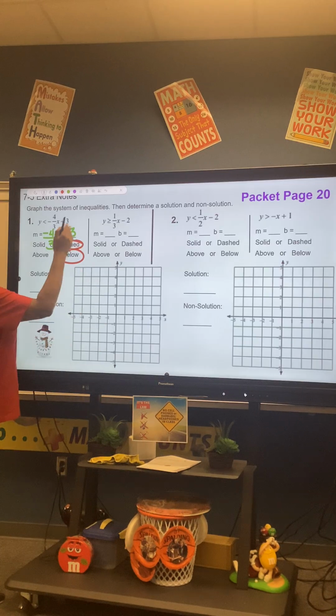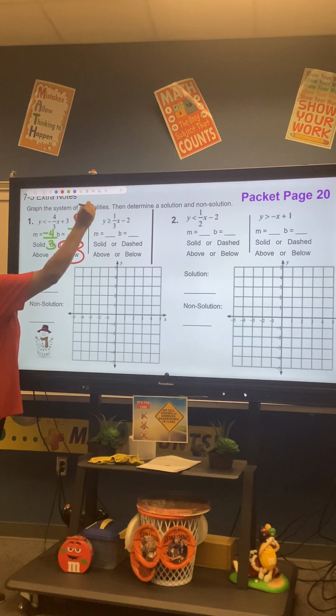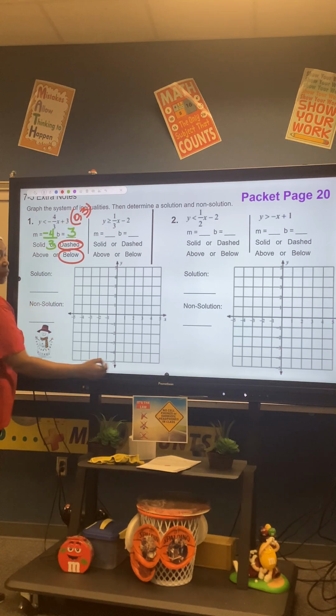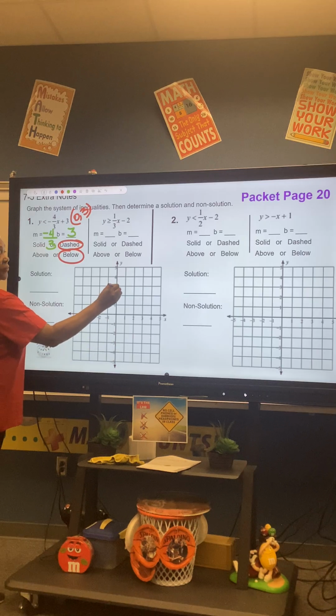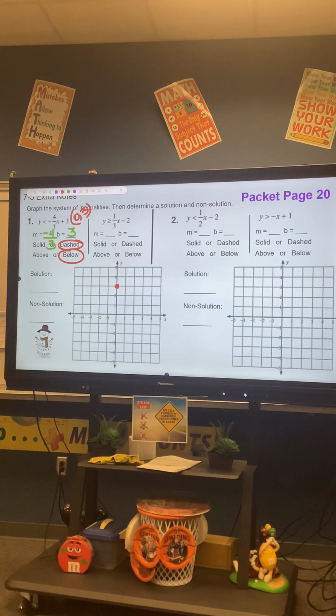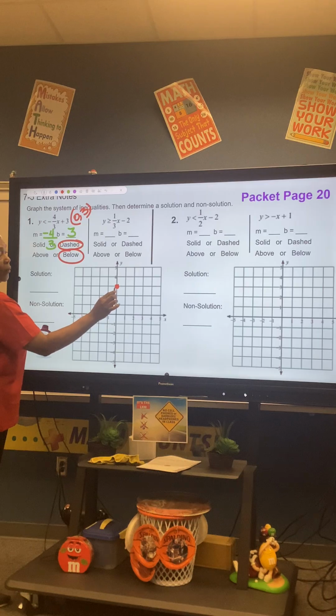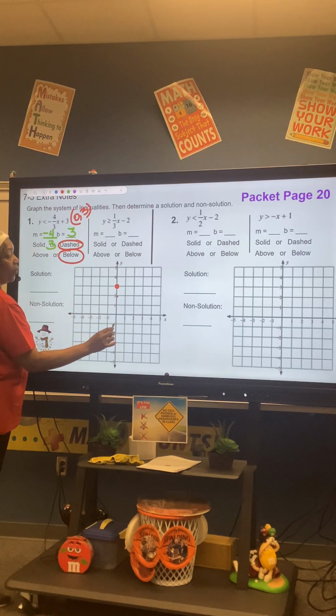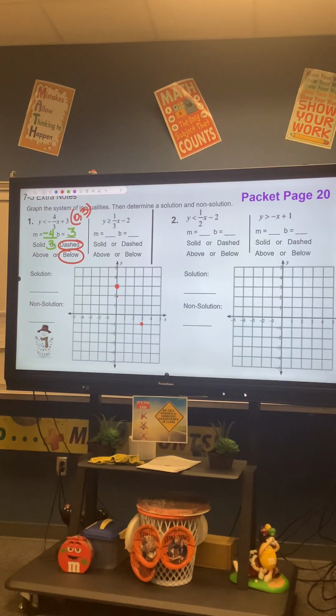Your ordered pair, your B value is (0, 3). So that means on the y-axis, you're going to go up to a positive 3, and you're going to plot that point. From that point, you're going to do your slope. You're going to do your movement. So we're going to go down 4, 1, 2, 3, 4, and 3 to the right, because the 3 is a positive number.